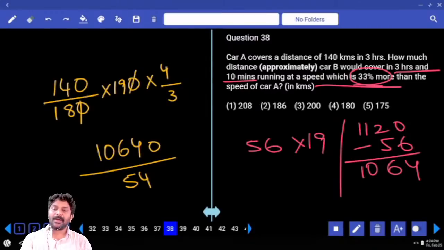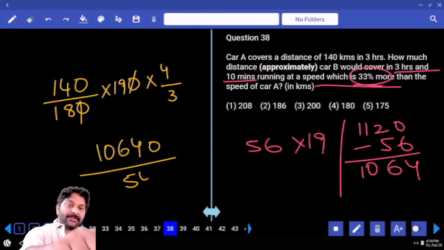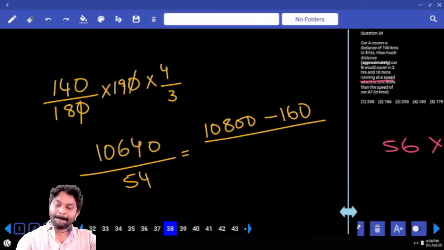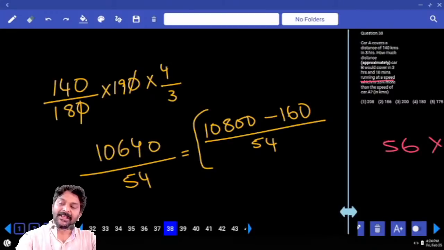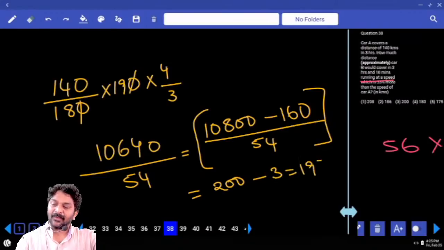54. Right. So now 2 times cannot be cancelled, right? 108 comes. So if you are confident about that, the numerator we can write as 10,800 minus 160. Is that okay? Divided by 54. 10,800 in the sense that can be treated as 200 minus 160 by 54. Approximately 3. Answer 197.